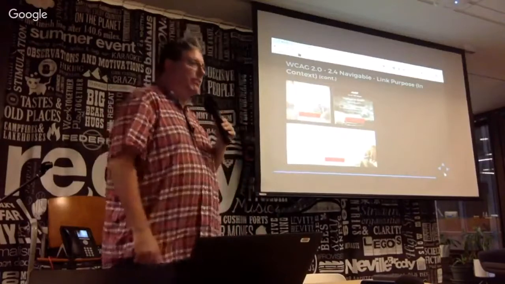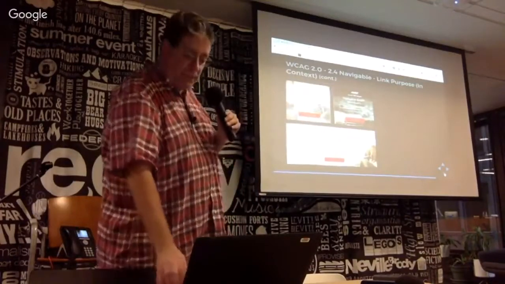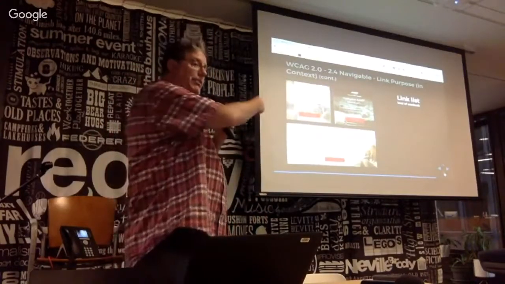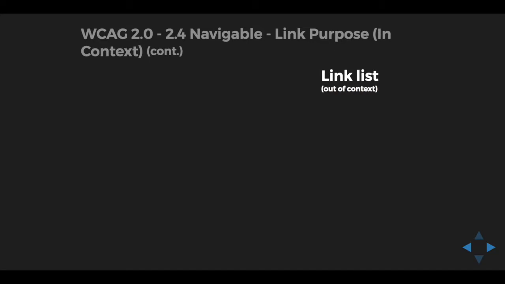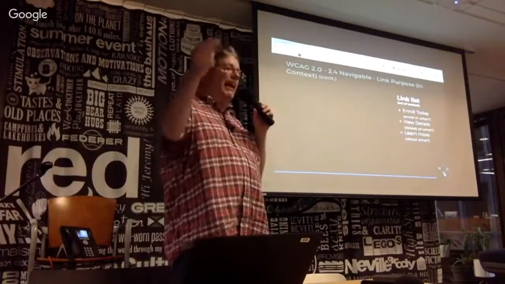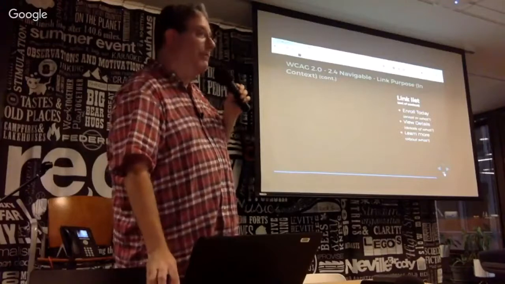So again, screen reader users have a way to show a list of the links. So if you were to look at the list of links and you couldn't see those ads, what do you think the list of links would be? Enroll today. Enroll today for what? View details. Details of what? Learn more. About what? So you see where that link text is very important and very valuable.